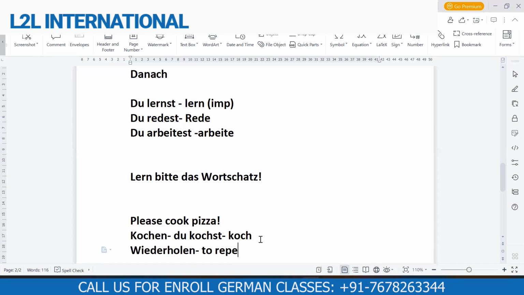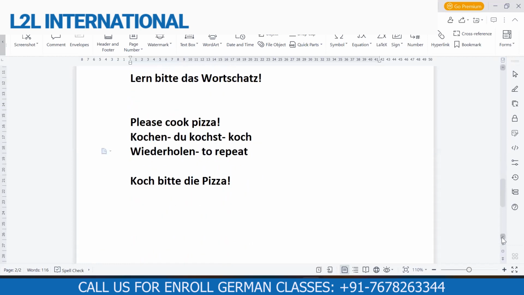Now you would say that, ma'am, if I have to tell you to repeat something and I have to make the sentence formal, I don't want to make the sentence in du because you are my teacher, so I have to make the sentence formal. So the formal imperative is very easy. You have to do nothing. You have to just put the whole verb in the first place. Like for example, wiederholen, and then you have to put Sie, and then wiederholen Sie den Satz. That means, ma'am, please repeat the sentence. So making imperative sentence informal, formal is the easiest thing to do.